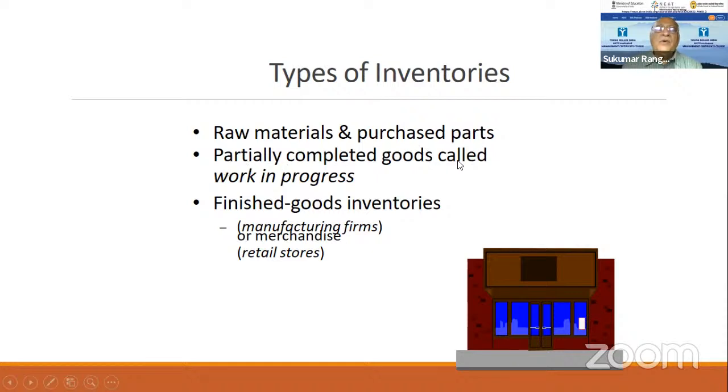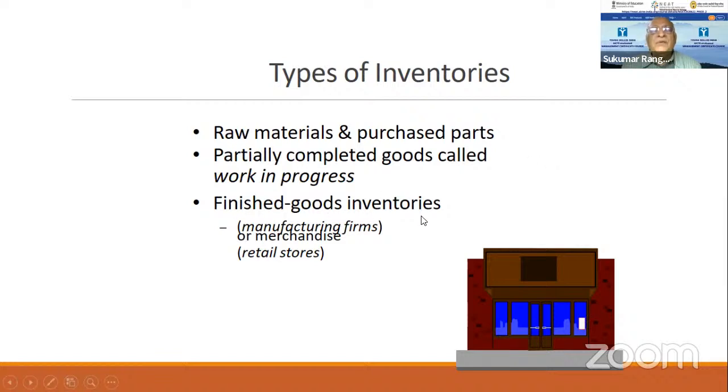Then partially completed goods, which are inside the premises of the factory, are called work in process or WIP. These are inventoried between the processes of manufacturing, which are used as buffers in production, or waiting for it to be taken to the next stage of production, or wherever there are batch processes, waiting for that batch to be ready for processing.